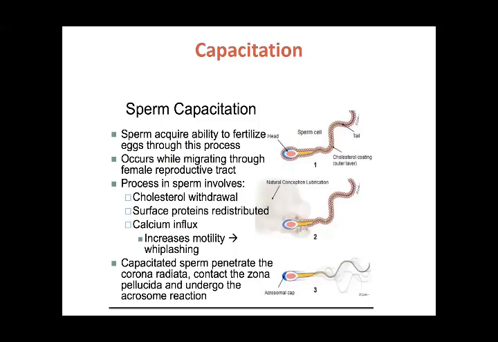Then there are protein and glycoprotein substances on the acrosomal cap that are also released, and this increases the removal of cholesterol, which increases the whiplash motility. So capacitated sperm penetrate the corona radiata, contact the zona pellucida, and undergo the acrosomal reaction. So this is the acrosomal reaction.